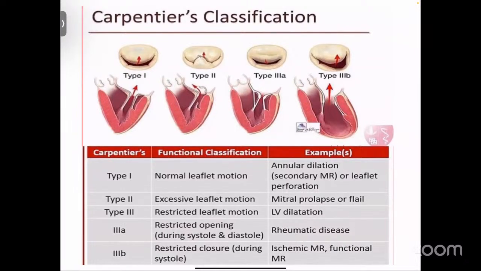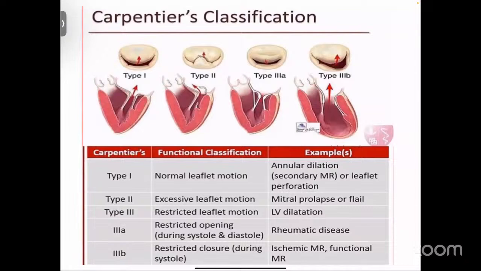Mitral regurgitation with normal leaflet motion can result from annular dilatation, often secondary to left ventricular dilatation. For example, patients with dilated cardiomyopathy or ischemic cardiomyopathy can be classified as type 1. As for type 2, different examples include mitral valve or leaflet prolapse or flail leaflet.